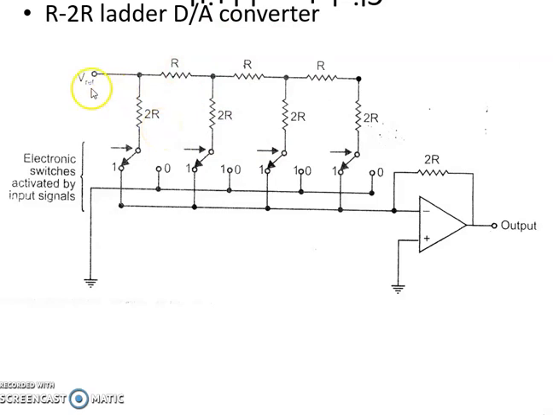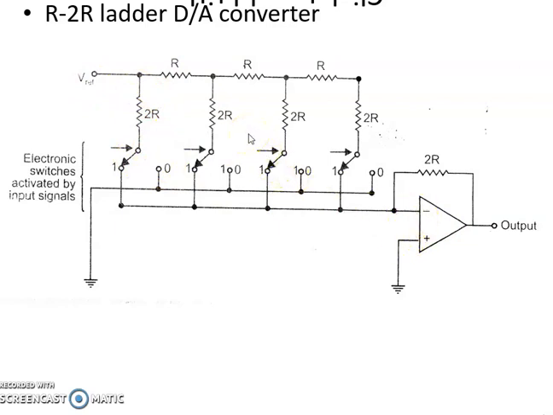In this case, the reference voltage is applied to the summing amplifier through again a switch, that is, the position of the switch may be either 1 or 0. When the position of the switch is at 1, then the reference voltage is connected through these resistors to the summing amplifier, and when the switch position is at 0, the reference voltage is not connected to the summing amplifier.